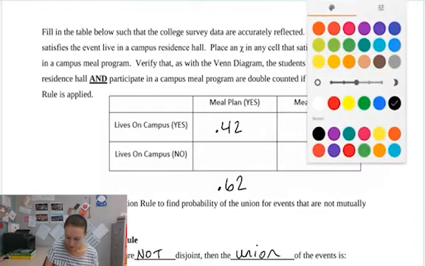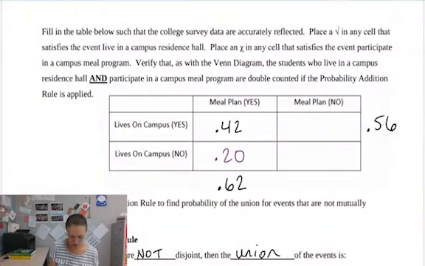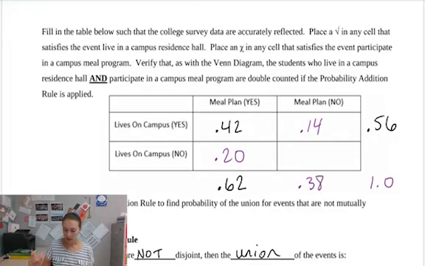Now, and I'm going to do this with a different color here, I can find all the other pieces. It's supposed to add up to the outsides as you go across or down in the table. So that would make this 0.20 so that it adds to 62%. That would make this one 0.14 so that it adds to 56%. I want all of this to add up to 1. So I can figure out, okay, if 62% have a meal plan, how many don't? Well, that would be 38%, so that it adds to 1.